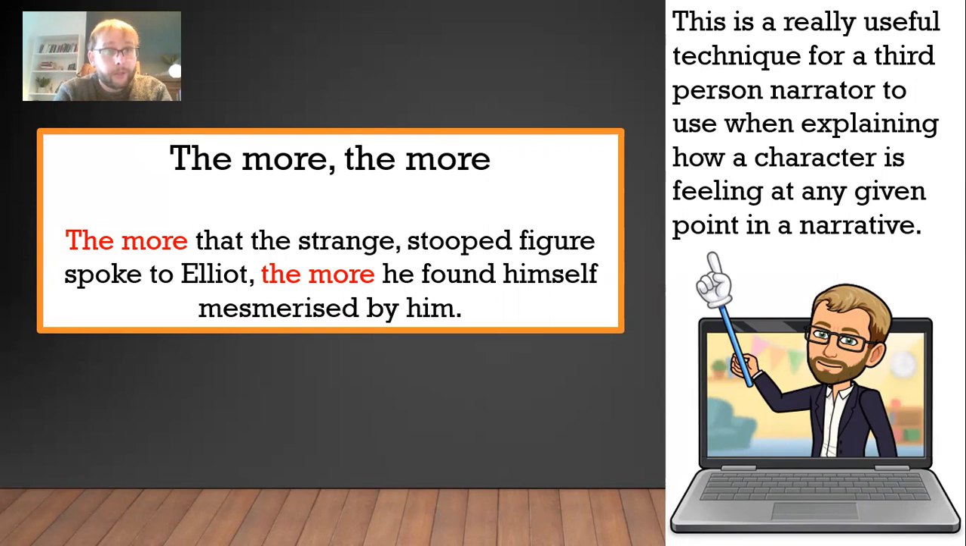So, really useful technique. Gets lots of detail in, helps get the idea of how a character is feeling across, which you can do as a 3rd person narrator. You can say how someone's feeling, because you have that power when you have a 3rd person narrator to go in and out of people's minds, know their thoughts, know their feelings. So that is the more the more.